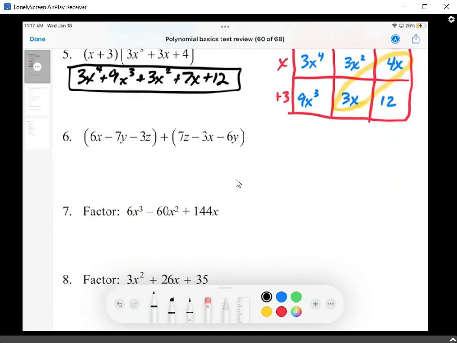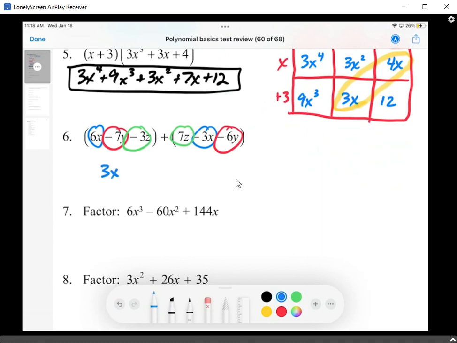Up next on number 6, we are once again adding. Once again, be careful because when you're adding, all you're doing is combining like terms, but these are not in the same order. You notice that the x's, one's at the beginning, one's in the middle. Same with your y's, one's in the middle, one's at the end, and your z's. You can only combine like terms, right? Don't fly through this and misread something. It's real easy to do.